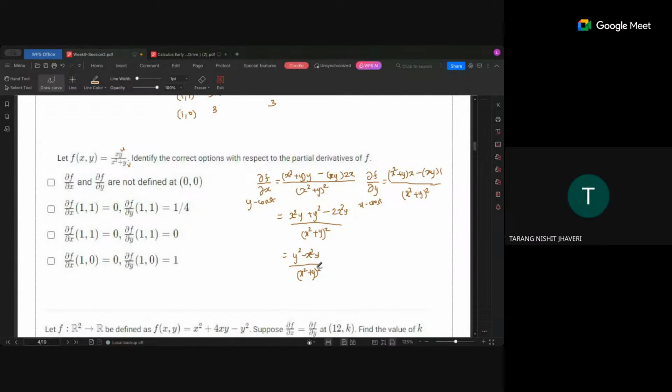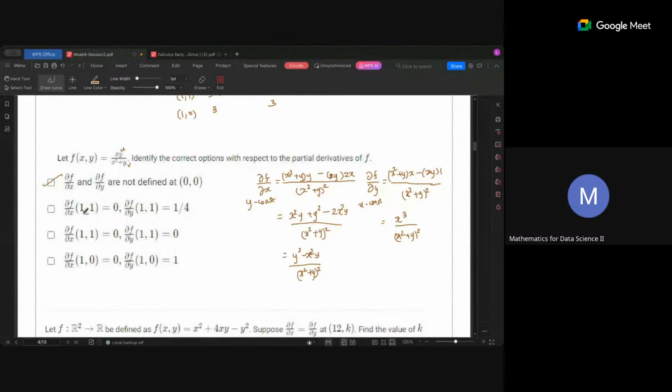Yes, undefined, ma'am. Similarly, you will get a similar expression here as well. Here you are actually getting x cubed by x squared plus y the whole square. Here also you are getting 0 by 0 form. So you see that dou f by dou x is not defined at (0, 0).